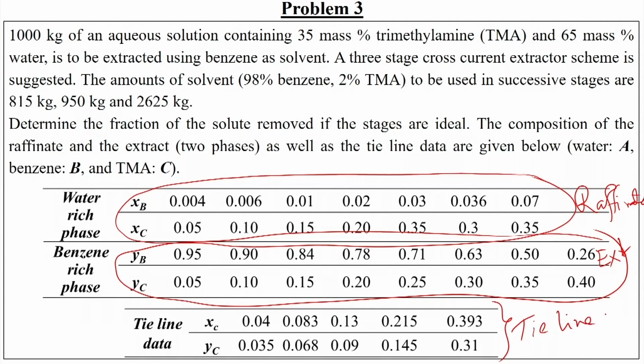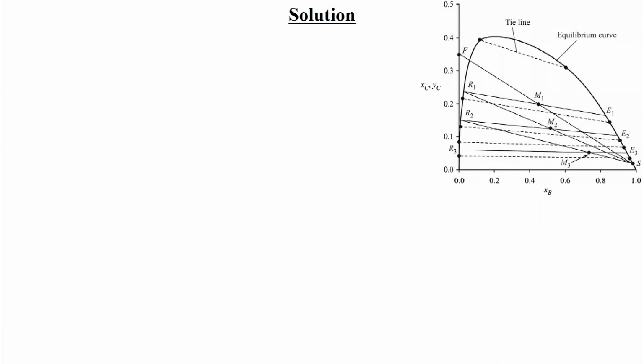So, now we put this in a triangular diagram, a right angle triangle, which we are conversant with. We will start solving the problem like this. The raffinate arm is obtained using the first set of data points, and the extract arm is obtained from the second set of data points. The dotted lines are tie lines, and all other tie lines we may get similarly. These are also tie lines, and other tie lines we will get from the tie line data.